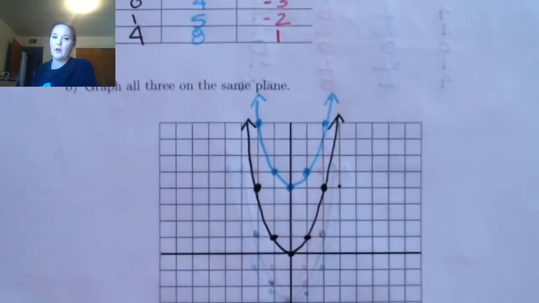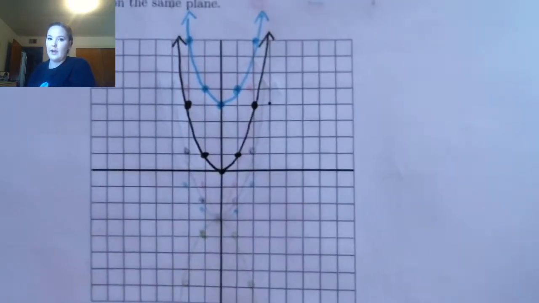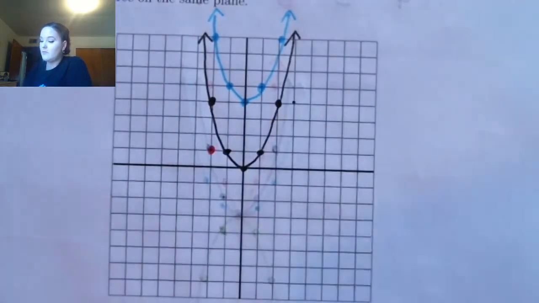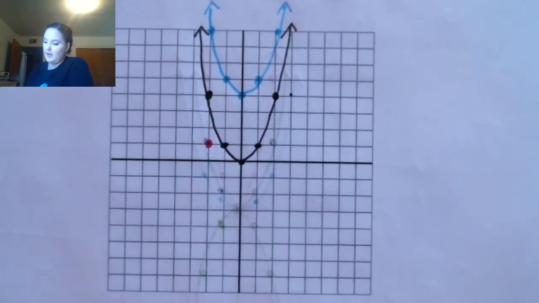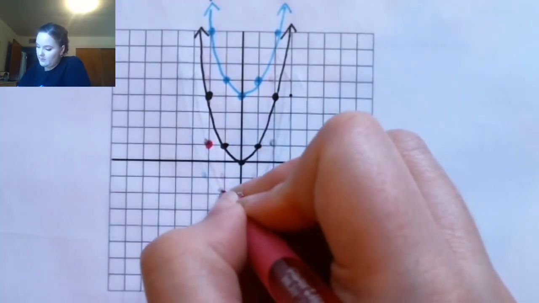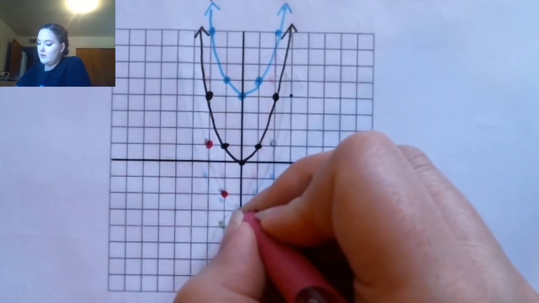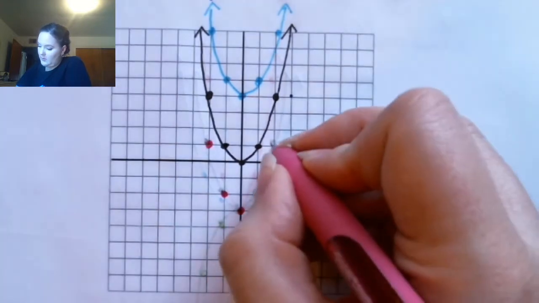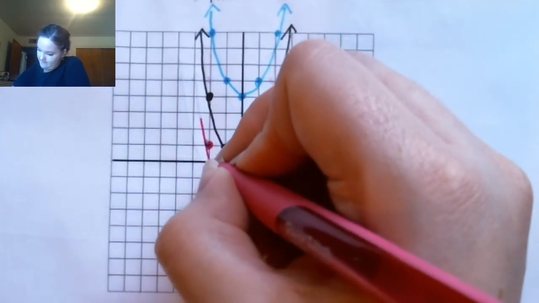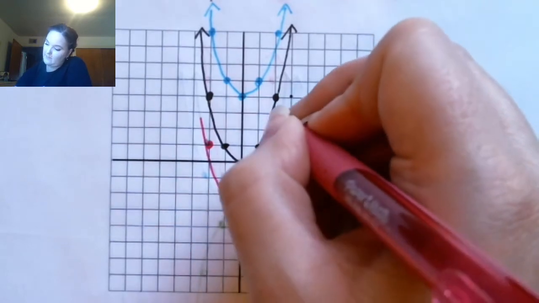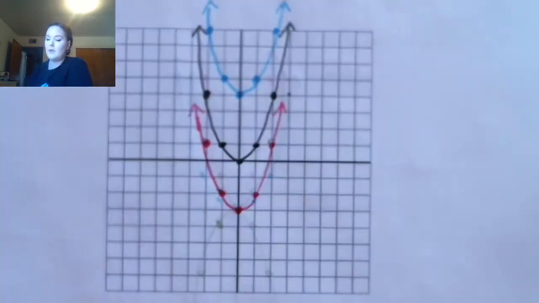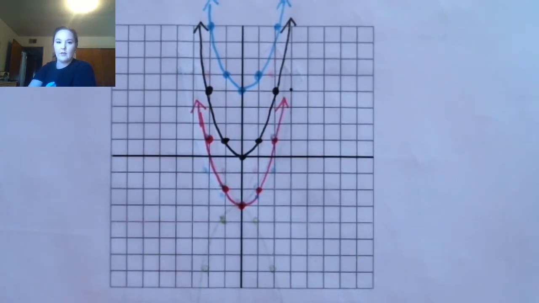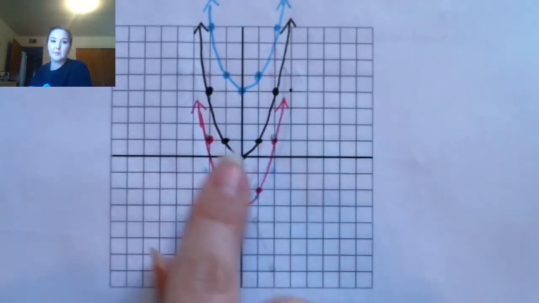Now I'm going to plot all of those points. So I have -2, 1. I have -1, -2. I have 0, -3. 1, -2, and 2, 1. So there's all of those points. You can see how they're similar and different.